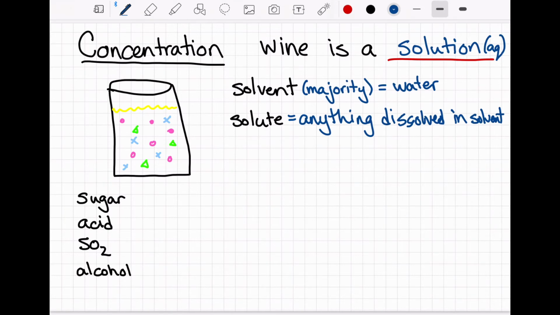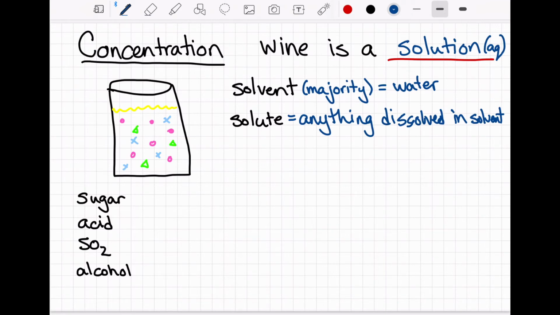Some of the common ones, obviously, that we talk about: sugar, acids, sulfur dioxide that we put in wine, or alcohol. And there's lots of aroma compounds, there's lots of color compounds, there's lots and lots of different types of solutes, okay? And so when we're talking about each of these, we've come to have a convention to talk about each of these with various units.